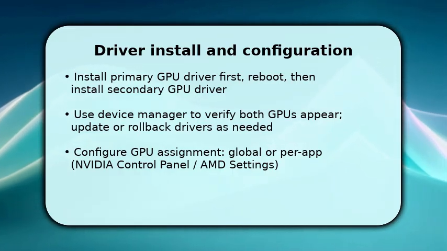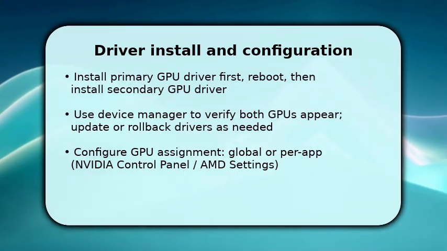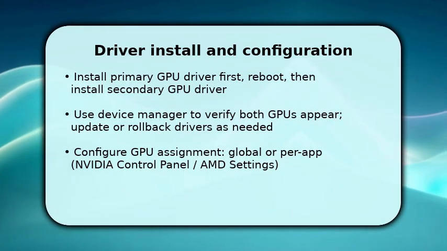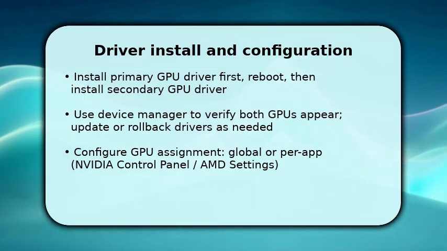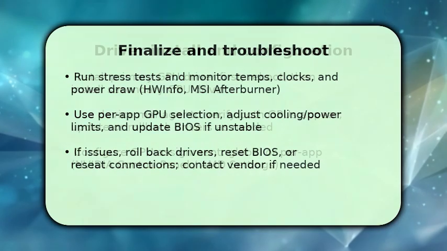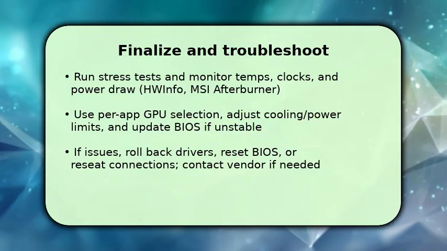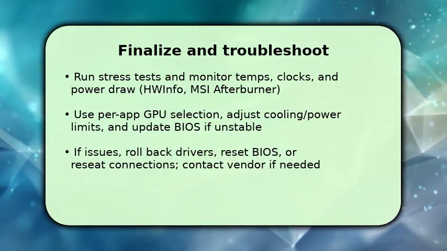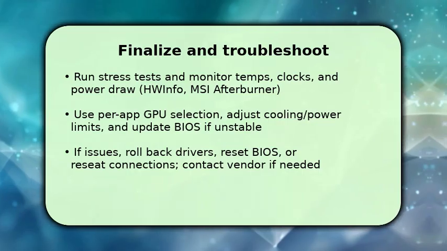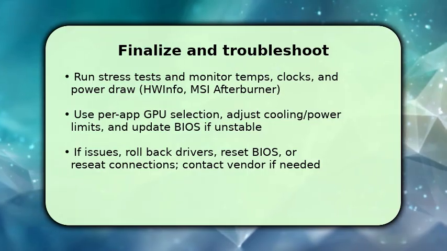Next, use the vendor control panel to assign rendering, either global or per application, and set preferred GPU for your target apps. Make sure to test with a simple app to confirm rendering. Finish by validating stability and performance. Run stress tests and monitor temperatures, clocks, and power draw so you catch thermal throttling or driver misbehavior. Once stable, refine power and cooling profiles and set per app GPU selection for optimal battery life versus performance.